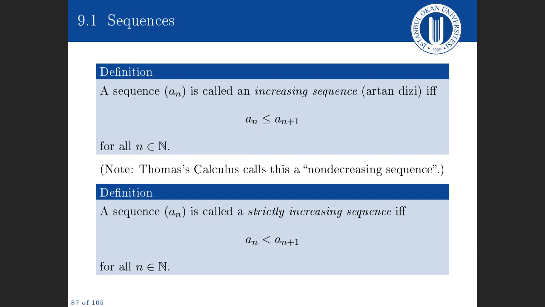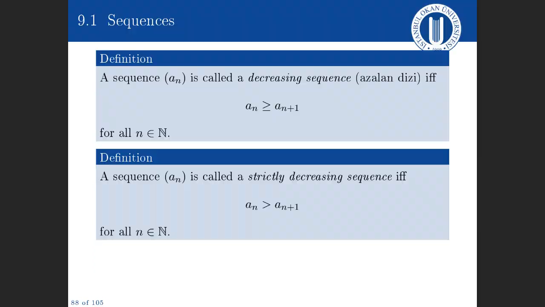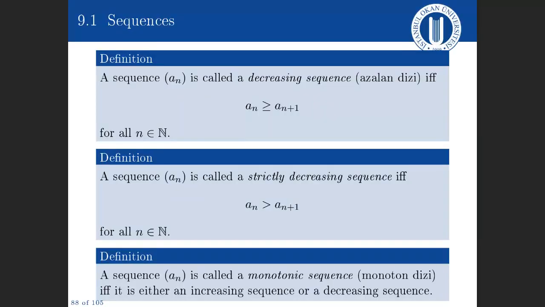And a sequence is called a strictly increasing sequence if we have the same thing, but instead of less than or equal to, we have strictly less than. And of course, we have the same definitions for decreasing sequence and strictly decreasing sequence. A sequence is called a monotonic sequence if it's either an increasing sequence or a decreasing sequence. So it's either always going up or level, or it's always going down or level.